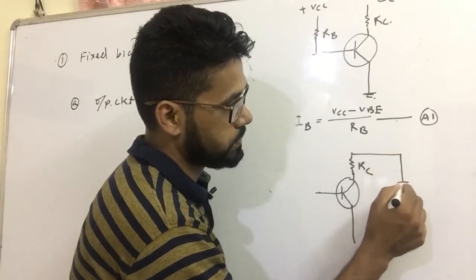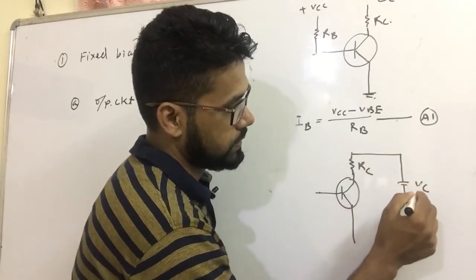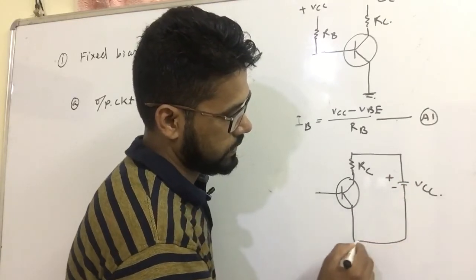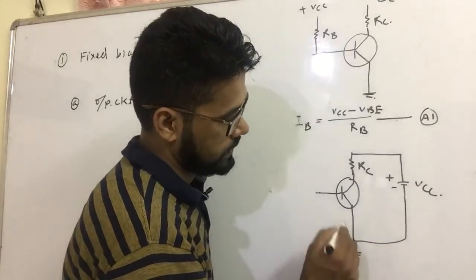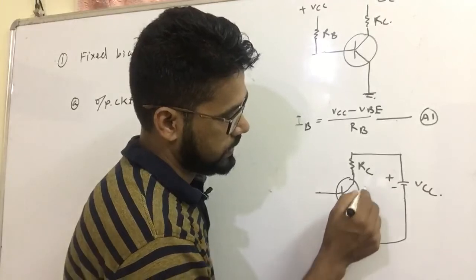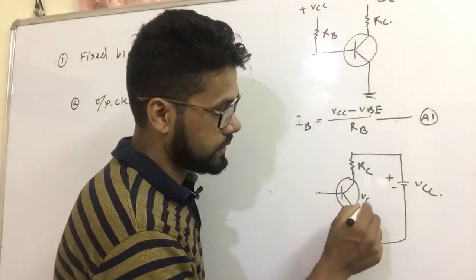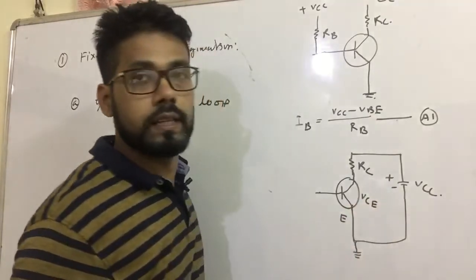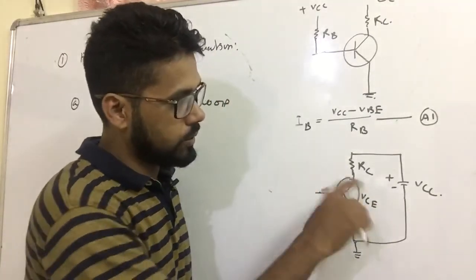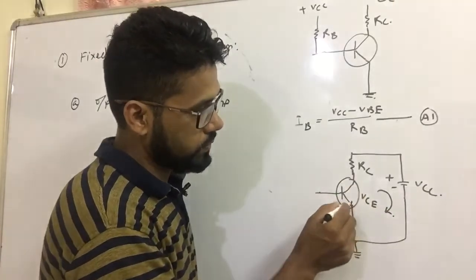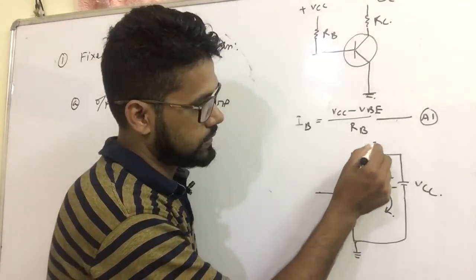This is VCC, plus and minus, and this is ground. This is emitter, and now it is VBE. Now VCE is the output voltage. Okay, this is the output circuit. Then the collector current flows along this direction.